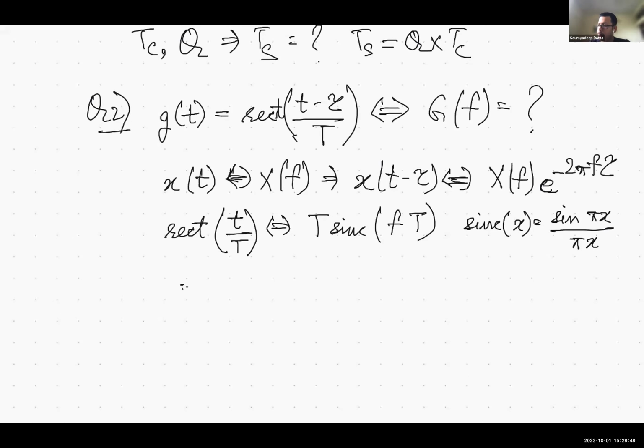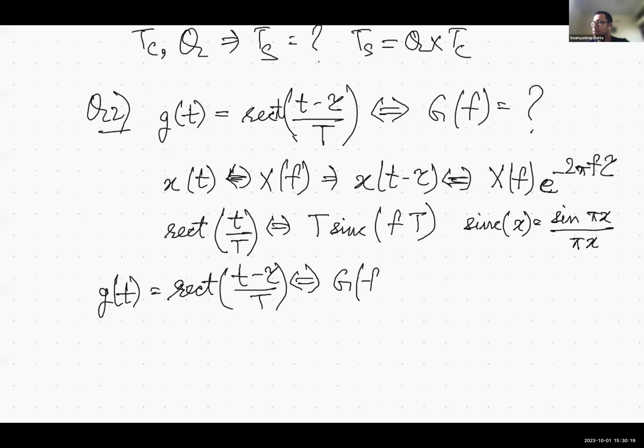So then let us combine these. If rect of t by T has this Fourier transform, then consider rect of (t minus tau) by T. This is my actual pulse g of t, and what I'm trying to find is capital G of f. So let us say this is some x of t and this is the capital X of f that I have. So x of t is this, and this is capital X of f.